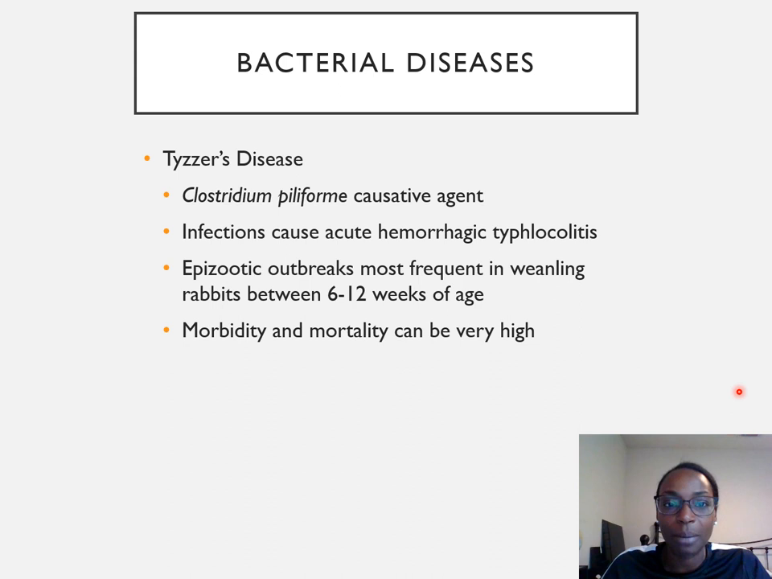Okay. And what we see here is infections that cause acute hemorrhagic typhlocolitis. Typhlocolitis is the inflammation of the cecum and the colon. All right. And then there's that word epizootic again. So this is going to be concentrated to a certain population of our animals. And again, the population is going to be our weanling rabbits between the ages of 6 to 12 weeks of age. Morbidity and mortality can be very high here.